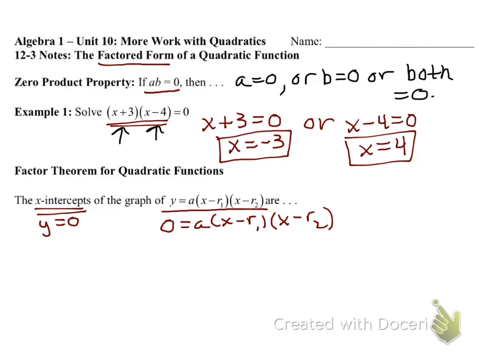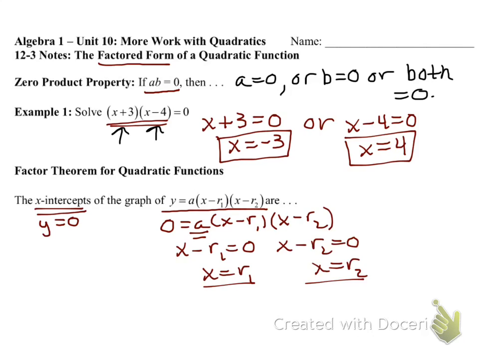And if we solve each of those separate factors being equal to 0, we're not going to worry about the a because it's just a number. It's never equal to 0. But x minus r1 equals 0 means x is equal to r sub 1. That becomes one of our intercepts. If we solve x minus r sub 2 equal to 0, then x equals r sub 2. And that becomes our other x-intercept.